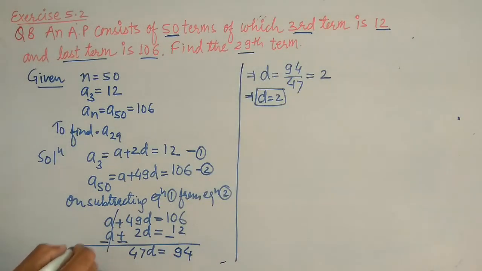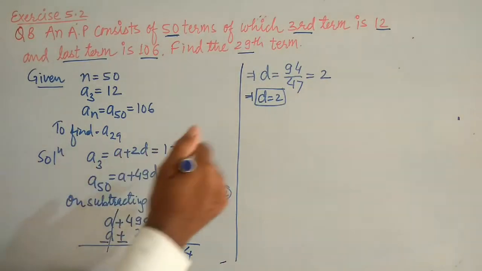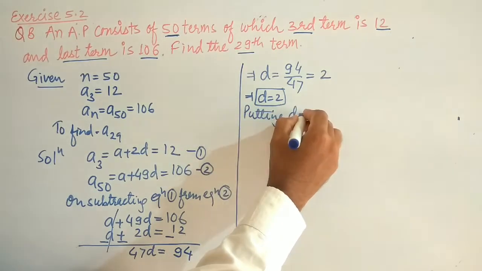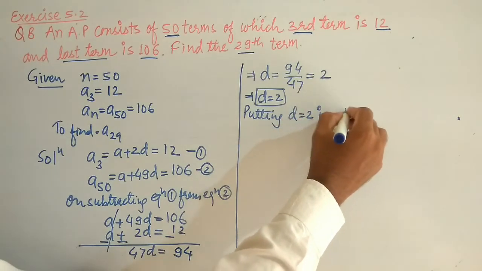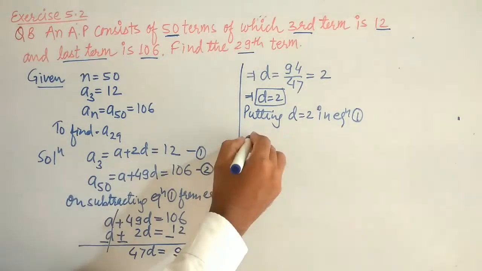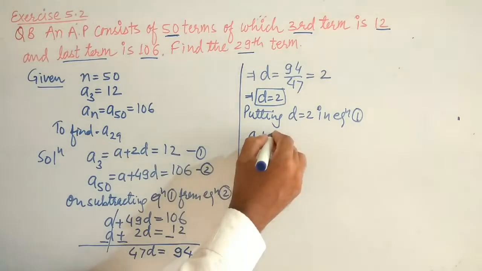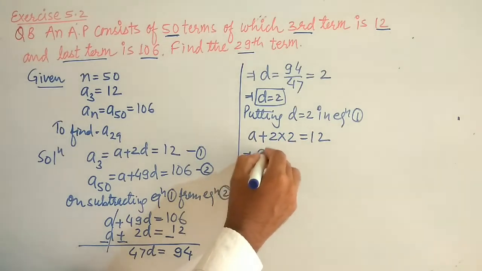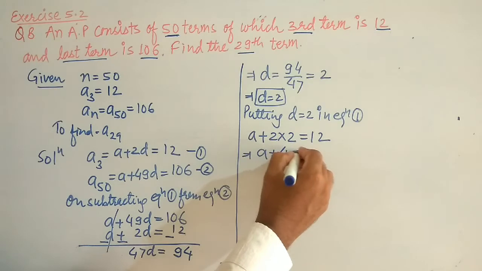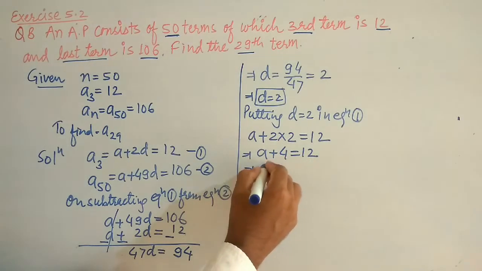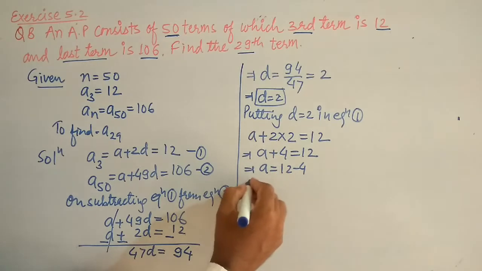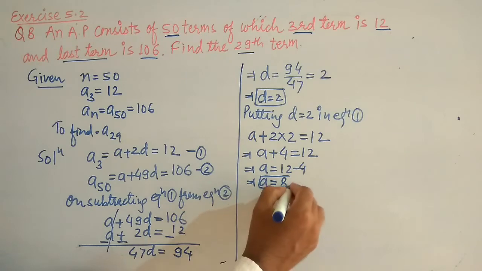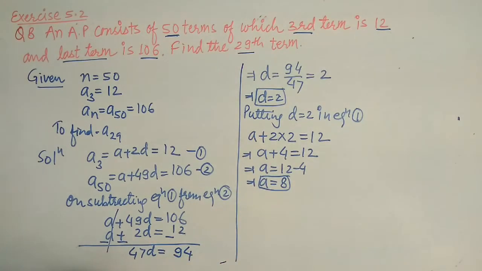To find out the value of A, we will put the value of D in the first equation. So putting D is equal to 2 in equation 1. So equation 1 is what? A plus 2D. So 2 into D, value of D is what? 2, is equal to 12. So A plus 2 twos are 4 is equal to 12. So A is equal to 12 minus 4, so A is equal to 8. So the value of A is 8.